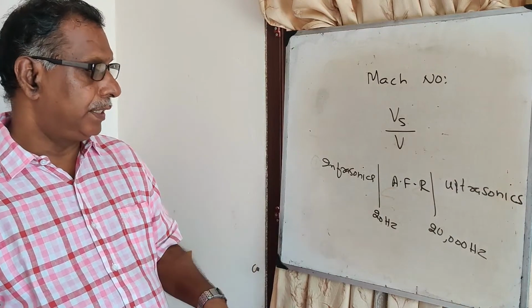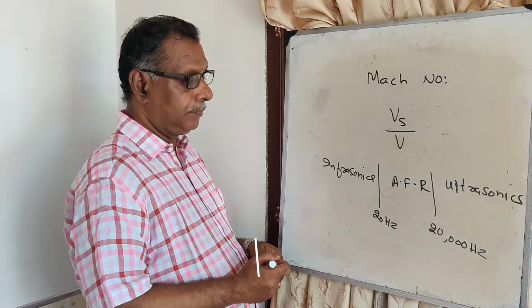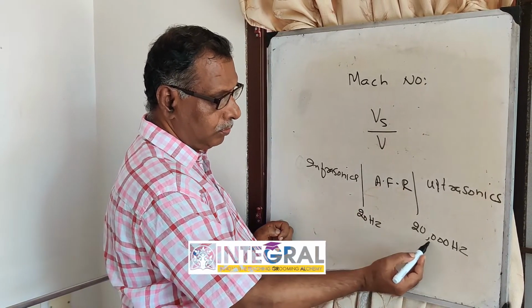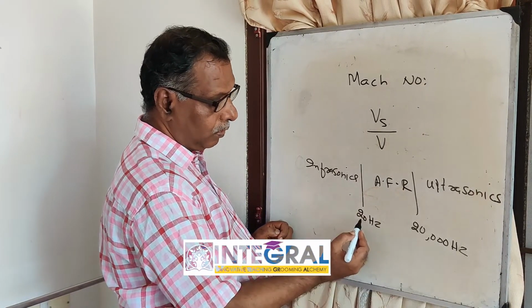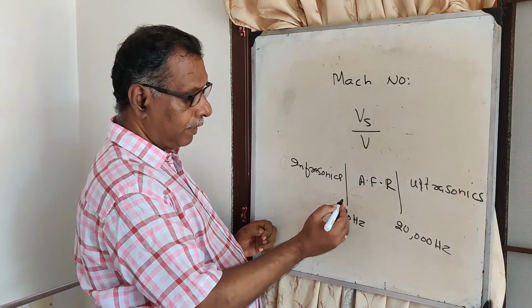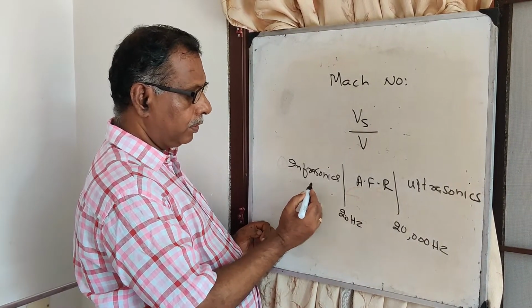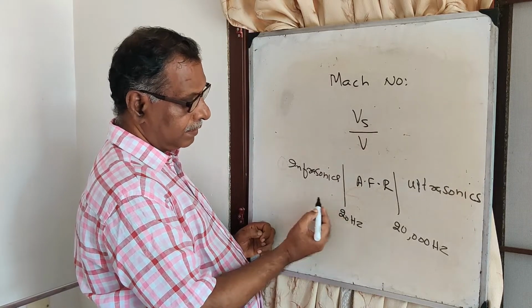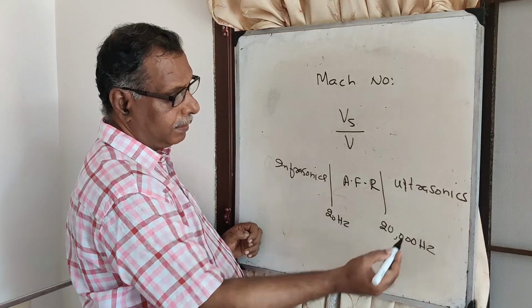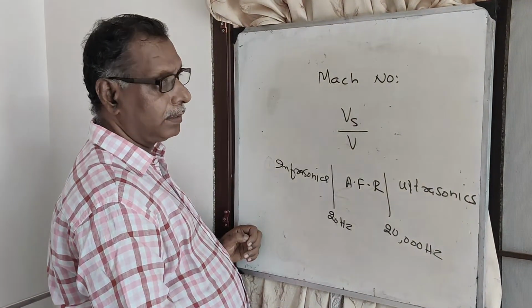Now we have to study the range of frequencies. The audible frequency range is 20 Hz to 20,000 Hz. Frequencies less than 20 Hz are called infrasonics. Frequencies greater than 20,000 Hz are called ultrasonics.